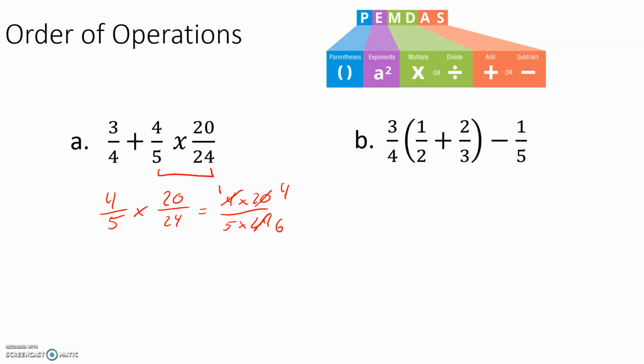And then 5 divided by 5 is 1. So that becomes 1 times 4 over 1 times 6, which equals 4/6. All right, don't worry, I'm going to erase that. Now, I could simplify that, but I'm not going to this time until I add that 3/4.